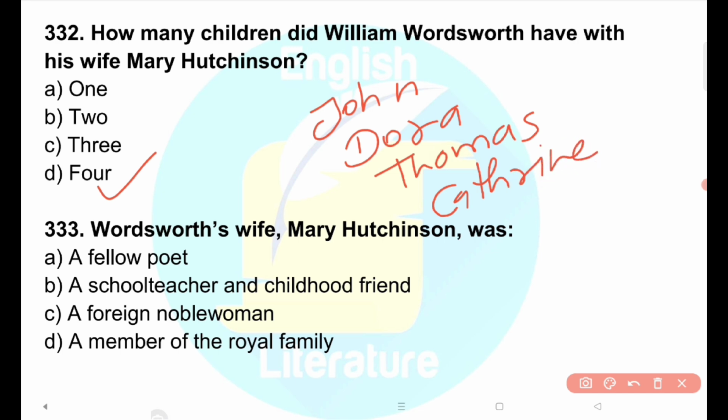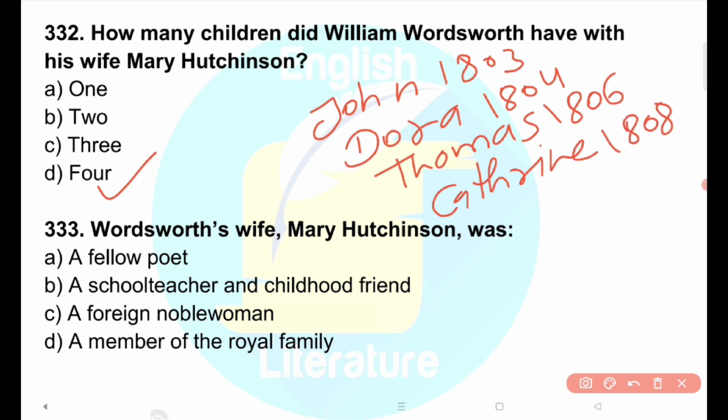John, approximately 1803. Dora, 1804. Thomas, 1806. Catherine, 1808. So 3, 4, 6, 8.